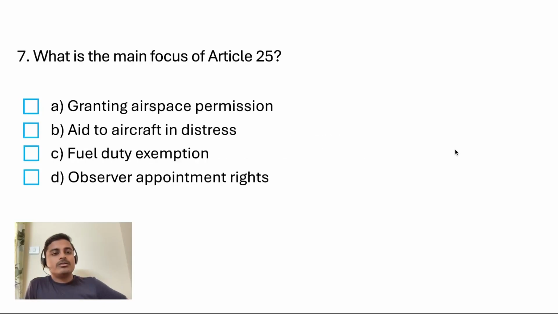What is the main focus of Article 25? Granting airspace permission? No, none of the articles discuss granting airspace permissions. Aid to aircraft in distress, fuel duty exemption, observer appointment rights. The correct answer is option B, aid to aircraft in distress. So whenever an aircraft is in distress, the country where the aircraft is flying over should try their best with all the possibilities to help that aircraft.